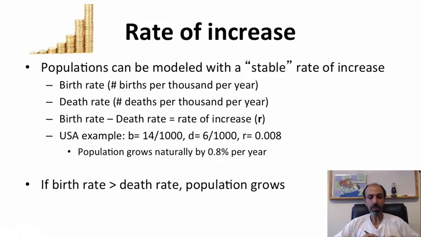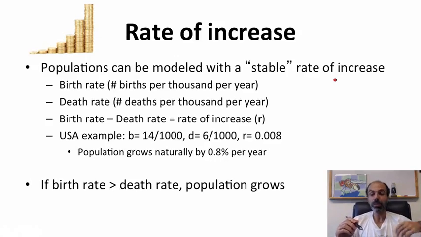Now, we like to model the rate of increase and see how it's actually happening. Well, populations can be modeled with what's referred to as a stable rate of increase. This is assuming that a steady fraction of the population, or the population increases by a steady proportion year after year.